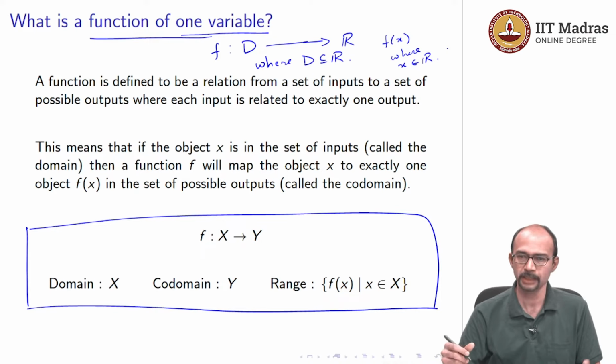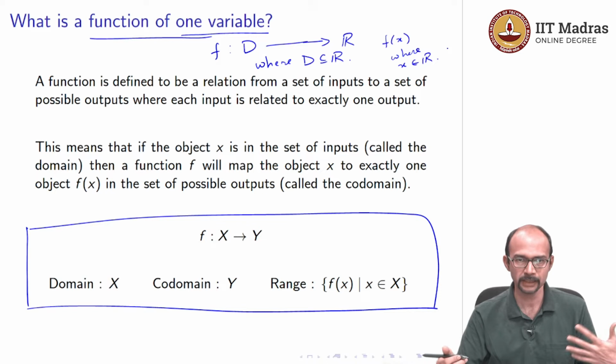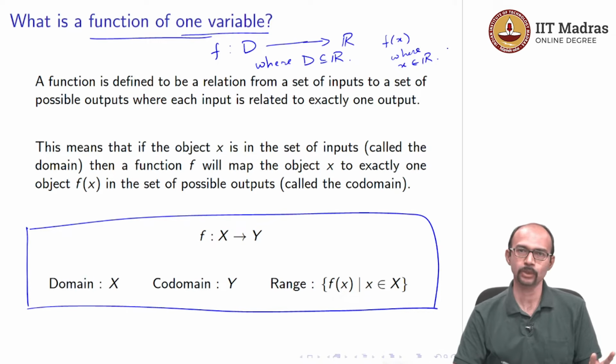Hence one variable. If it was a function of where D is in R2, then we would say it's a function in two variables and so on. Those are things we will study in the next coming few weeks. But for now we have the domain, which is a subset of R, and we have the codomain, which is again the set R.